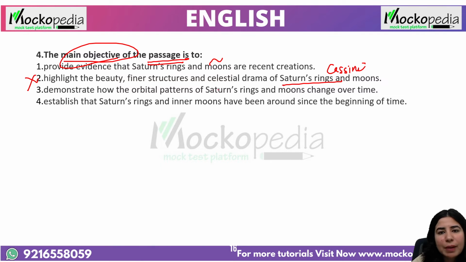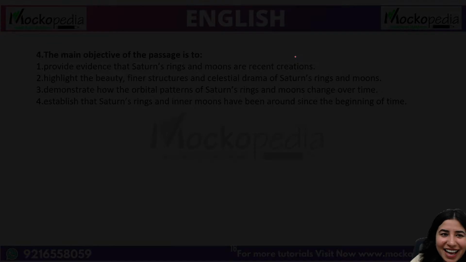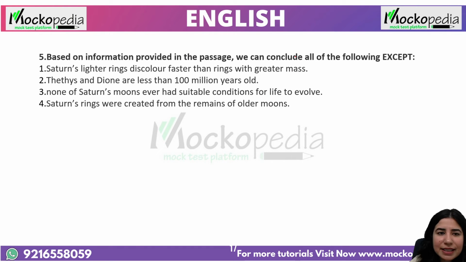Demonstrate how the orbital patterns and moon change over time. ये objective नहीं है writing का. Established Saturn rings and inner moons have been around since the beginning of time. No, वो तो recent है, right? So that is the reason we'll go for A as an answer, right? And you can try this and then we'll discuss.